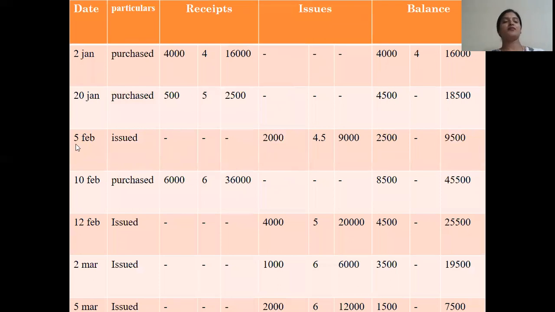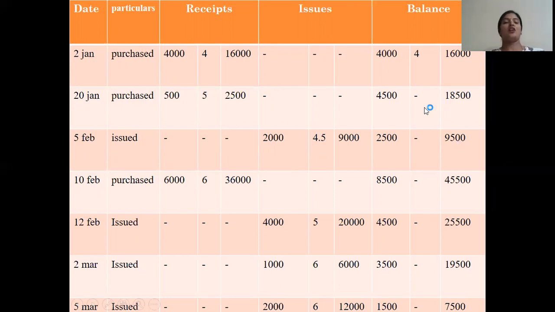On 5th February, 2,000 units were issued. The cost per unit is 4.5, amounted to 9,000. Immediately after the issues, we need to go for the balancing. 4,500, out of 4,500, we have issued 2,000. What is the balance we have? 2,500 units, and the amount is 9,500. In simple average method, we are not going to put the price.